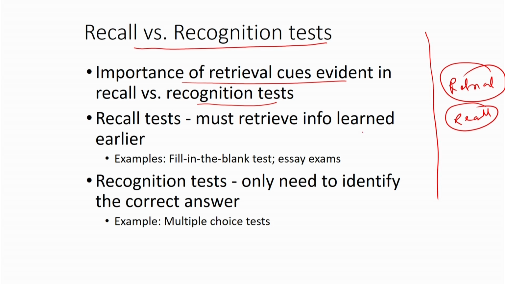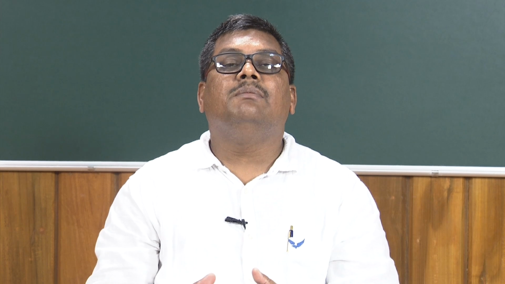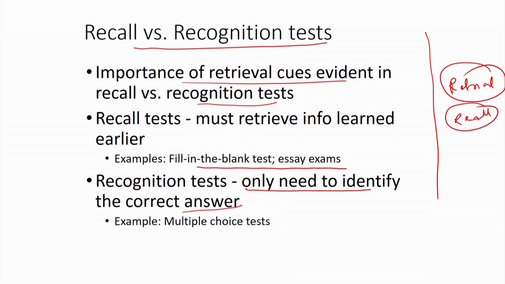A recall test must retrieve information which was learned earlier, for example a fill in the blank type of test. Those tests ask you to remember something from memory, and as demonstrated here, fill in the blank type of questions are mostly a recall kind of retrieval system. So here you have to retrieve the actual information which is stored. In a recognition test, the answers are in front of you, but you have to go ahead and match them. As you will see, recognition has recall built into it, because only if you are able to recall something will you be able to match it.